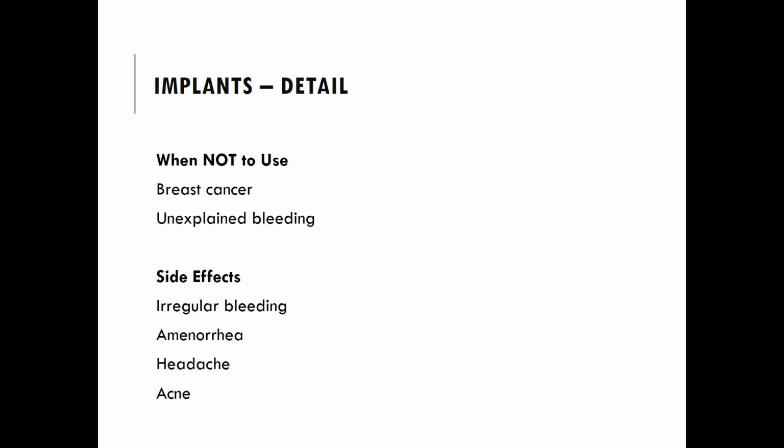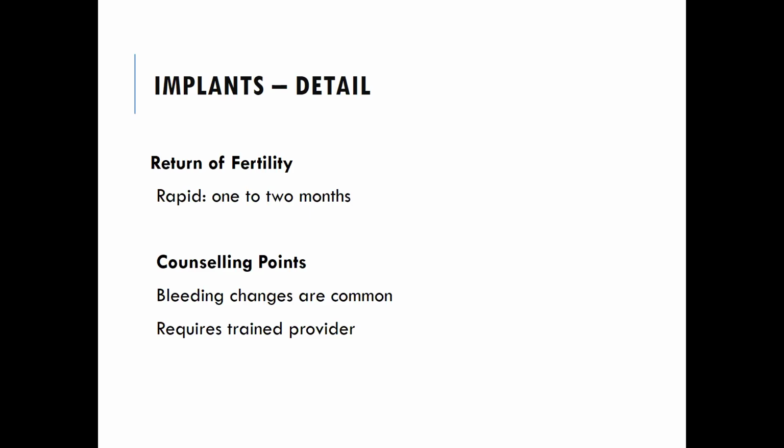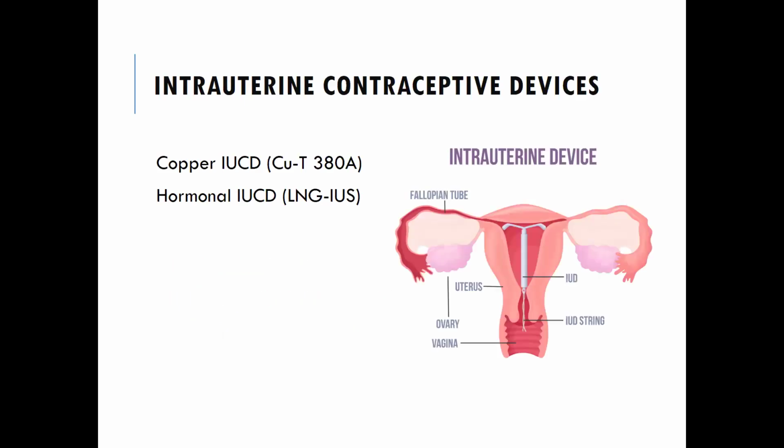When not to use the implant: when again she has breast cancer or unexplained bleeding. Side effects include irregular bleeding, amenorrhea, headache, and acne. Return of fertility occurs after 1 to 2 months, and the patient should be concerned about the bleeding changes, that they are common, and this requires a trained provider as well, that they should go to the trained provider, not some quacks and that kind of thing.